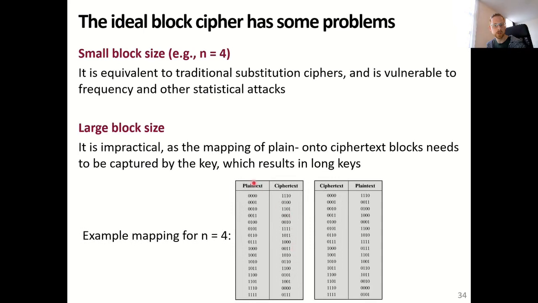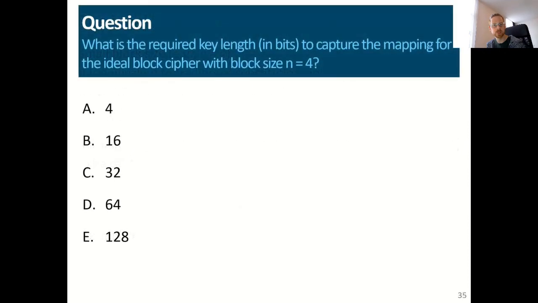For example, here you see a possible mapping, the same one as on the previous slide, for a block size of 4 bits. The key has to capture this full mapping to allow decryption. As a question to you, I would like to ask what is the required key length in bits to capture the mapping for the ideal block cipher with a block size of n equal to 4. Feel free to pause the video if you want to think about this question.